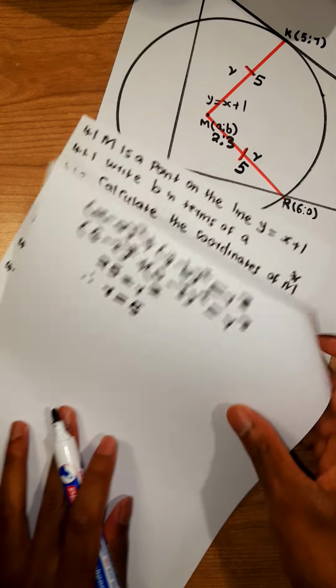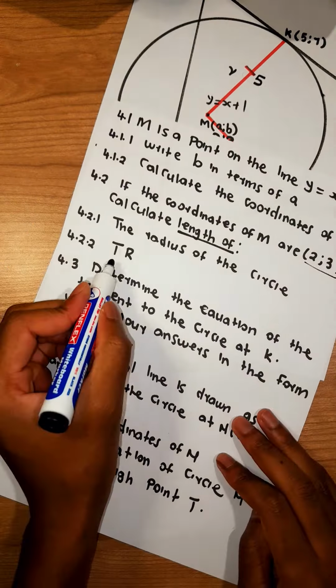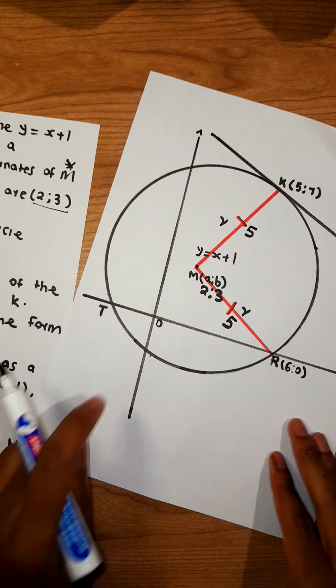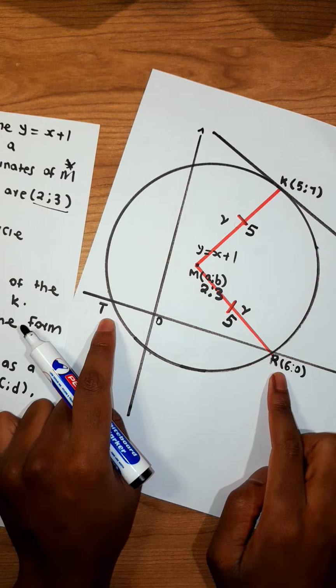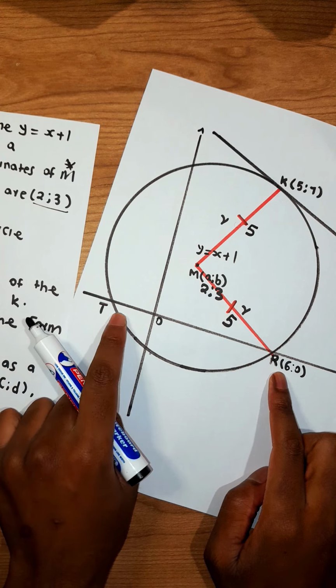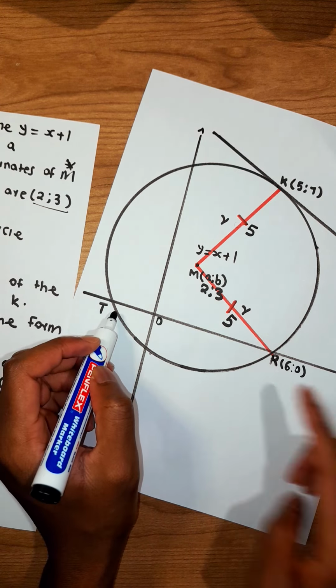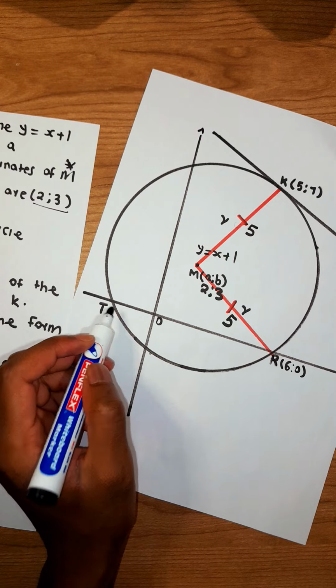Now, let's look at the next question. The next question says we need to find TR. Let's look at TR. Which one is TR? Oh, this is TR. This is interesting. So this one is TR. How can I find TR? I need to find the coordinates of t first. And how do I find the coordinates of t?